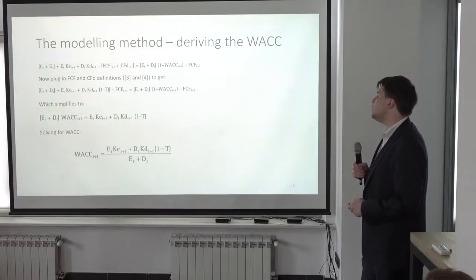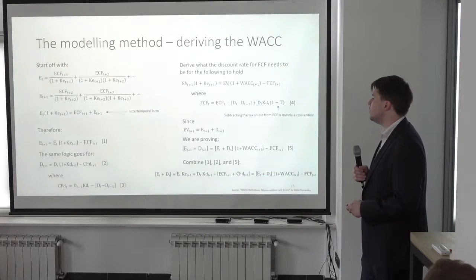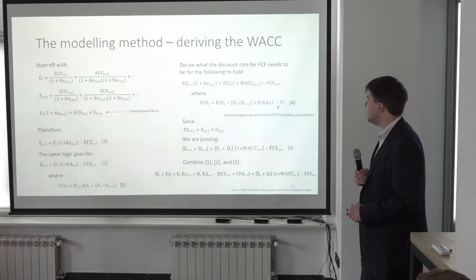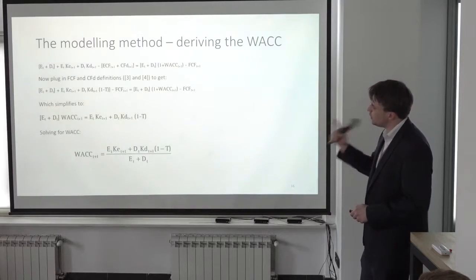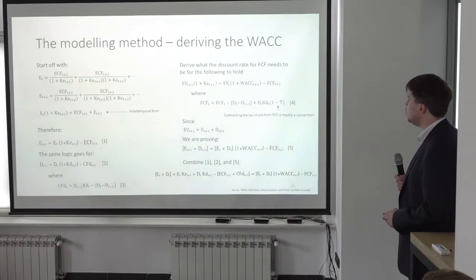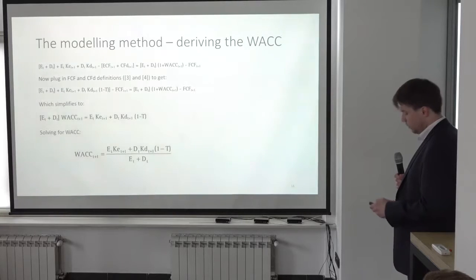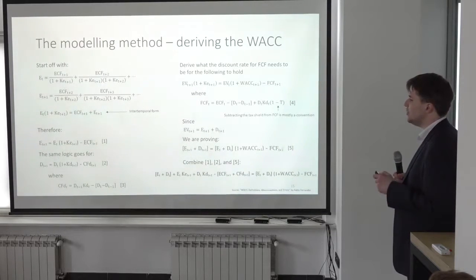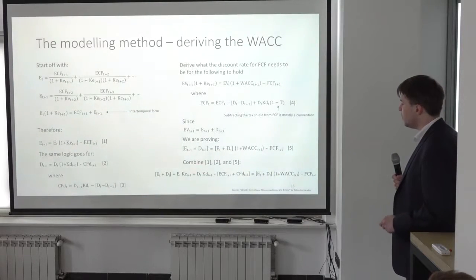So I'm going to try and sort of go through this. It's not that difficult. Let me first answer the question of what the WACC is. So the WACC is actually the discount rate that you need to use in order for this equation to hold. So what does this mean here? It's the discount rate that should be used. If you're using a free cash flow to firm, this is what you should be discounting your free cash flow to firm at to get at this value here.